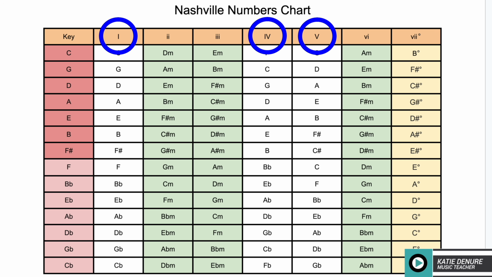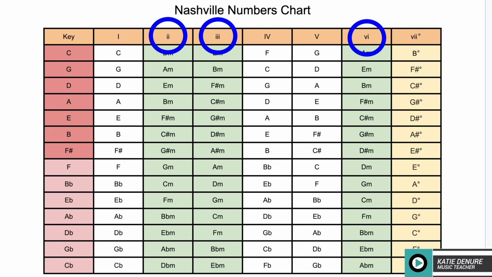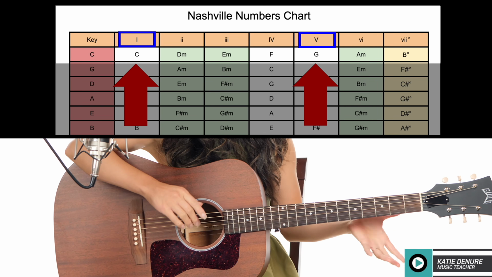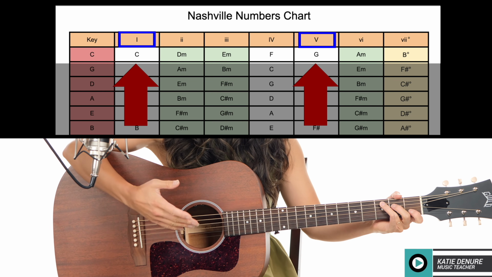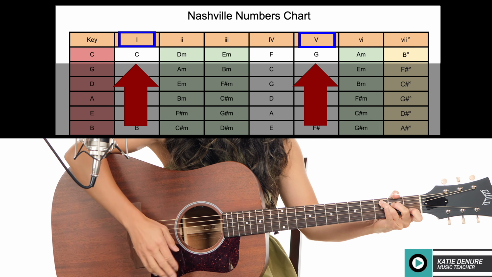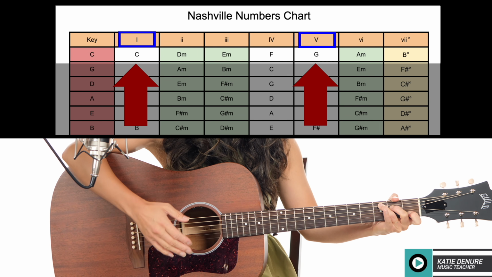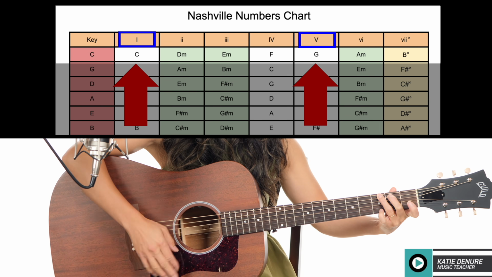On this chart, I've color-coded them, and you can see that chords 1, 4, and 5 are major chords, and chords 2, 3, and 6 are minor chords, and the 7th is diminished. So if we're playing in the key of C in the Nashville number system, instead of saying play a C chord, we say play a 1 chord. And if you want to play a G chord, you say you play the 5 chord.